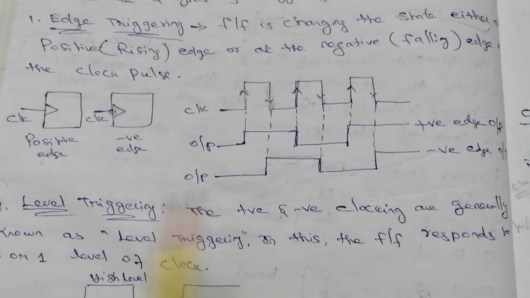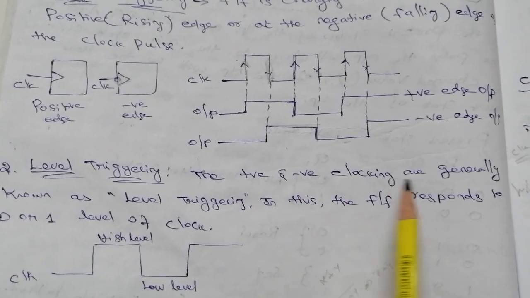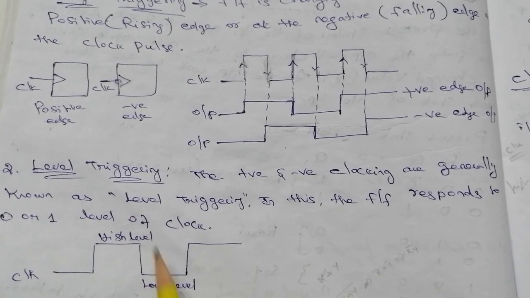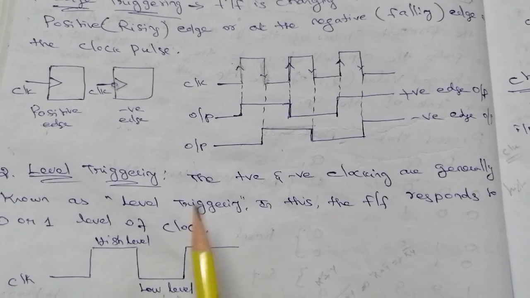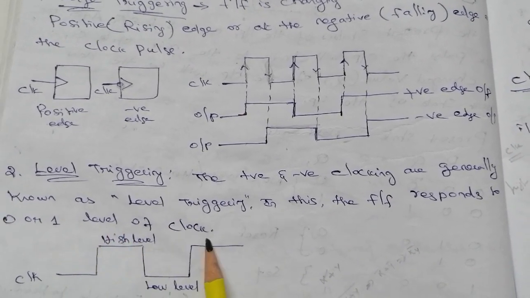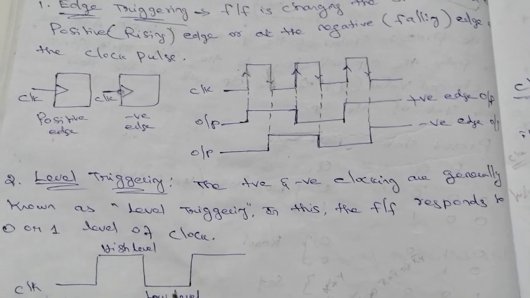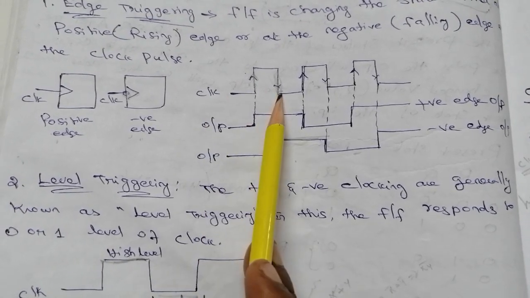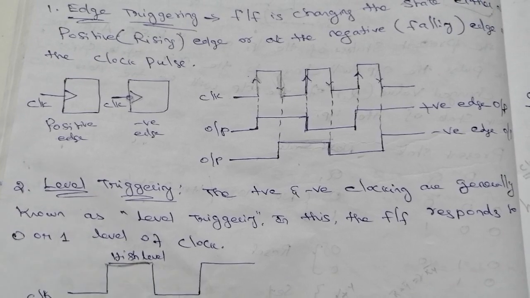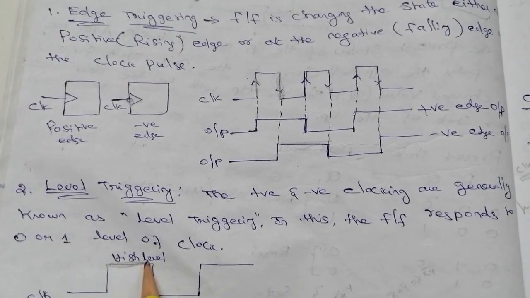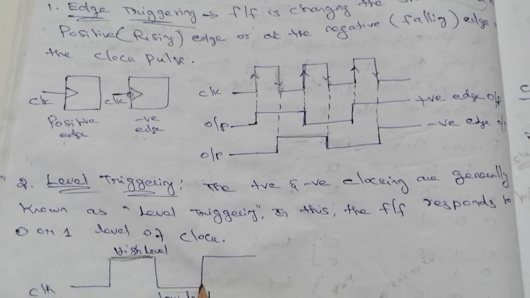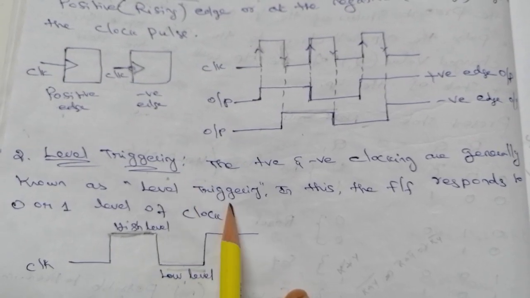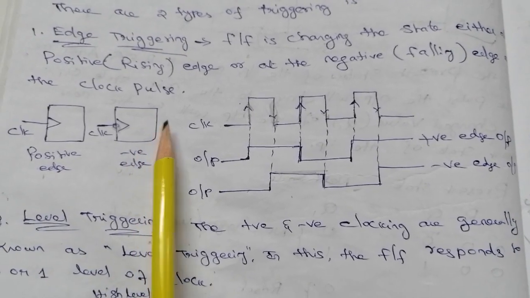Then level triggering. Level triggering is nothing but the positive and negative clocking, generally known as level triggering. Positive and negative clock levels are nothing but 1 and 0, which means high level and low level. In this, the flip-flop responds to the 0 or 1 level of the clock, similar to positive edge and negative edge. Here in level triggering, the output change occurs during the logic 1 level or logic 0 level, right? So level triggering can be used in latches, whereas edge triggering can be used in flip-flops.